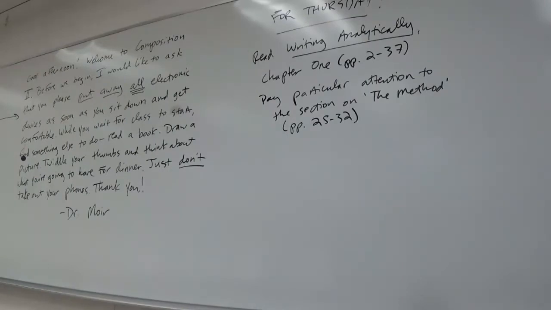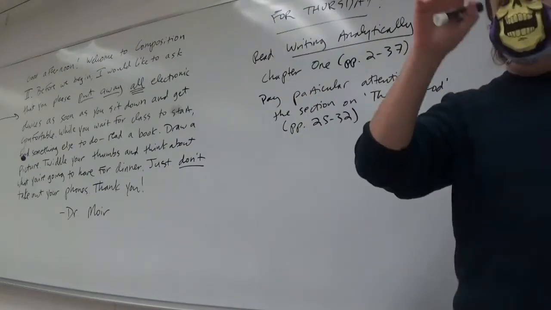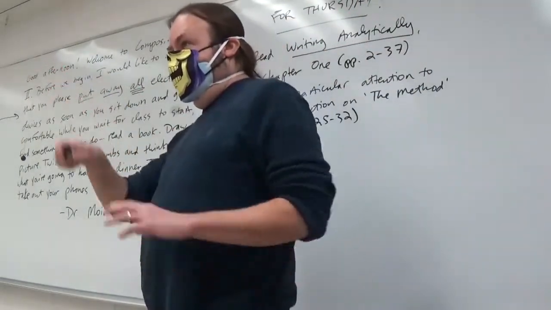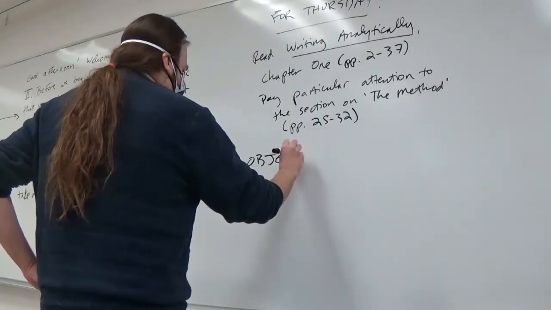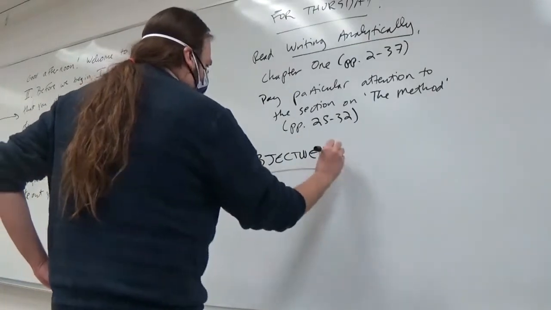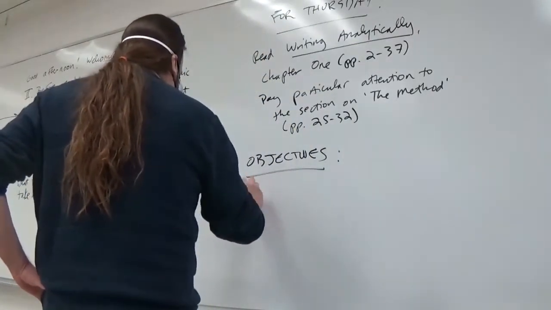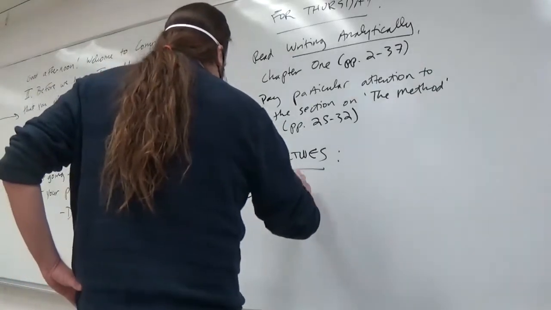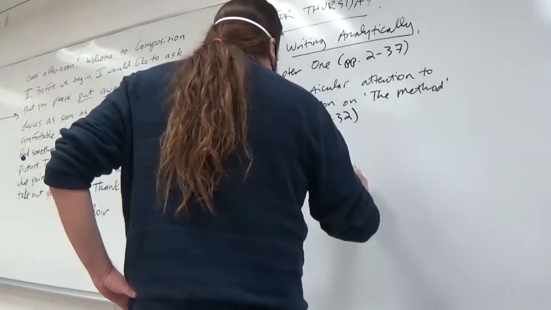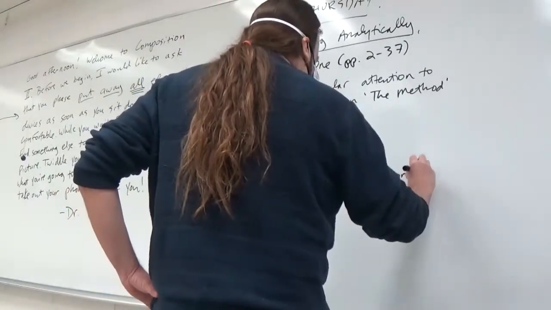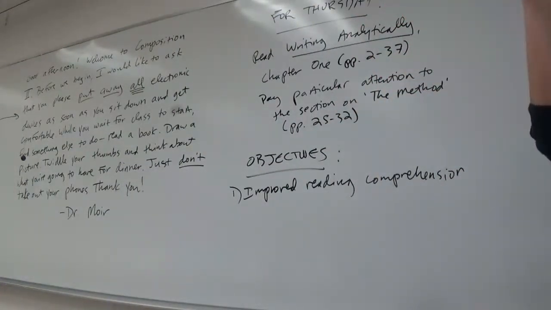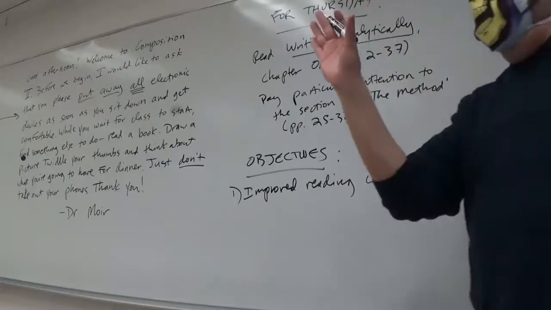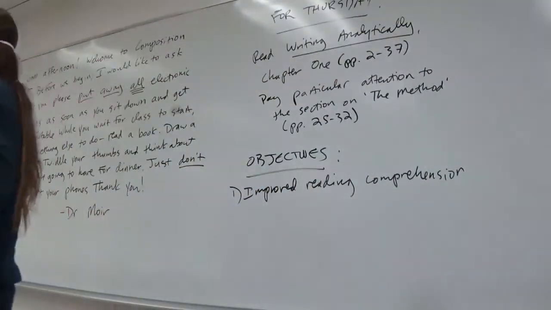Okay, so we have on the sheet here the various university system approved learning objectives. Let me tell you quickly what my objectives are for this course, right? Number one, improve reading comprehension, right? I want you all to be better readers by the end of this course. You cannot be a good writer if you are not a good reader.